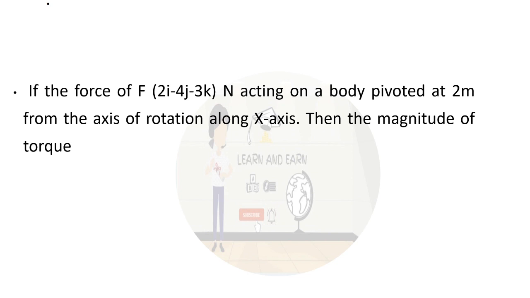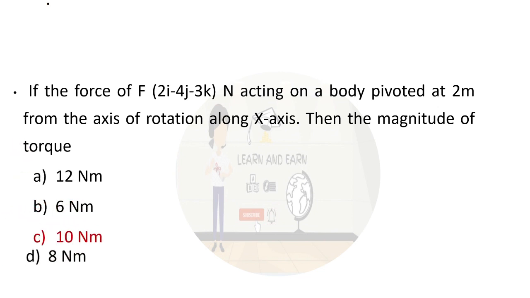The next MCQ is, if the force F = 2i - 4j - 3k, 2i in x-axis, 4j in y-axis and 3k in z-axis, Newton, acting on a body pivoted at 2 meter from the axis of rotation along x-axis, then the magnitude of torque is option A 12 Newton meter, option B 6 Newton meter, option C 10 Newton meter, option D 8 Newton meter. The right answer is option C, 10 Newton meter.